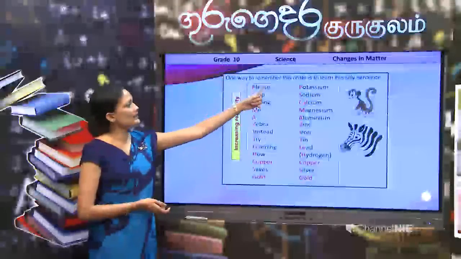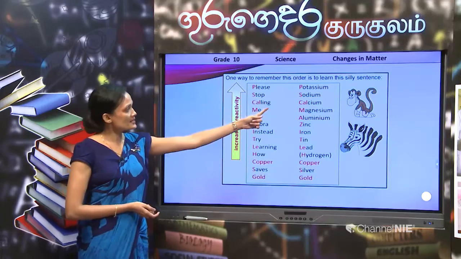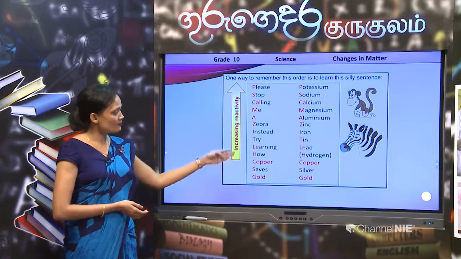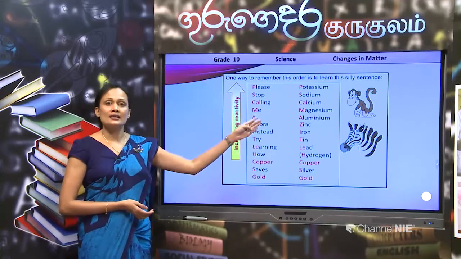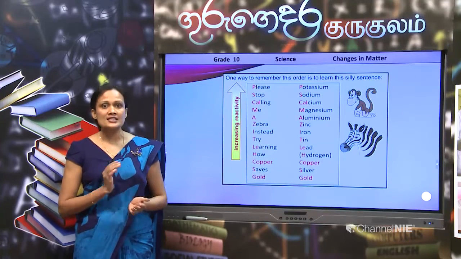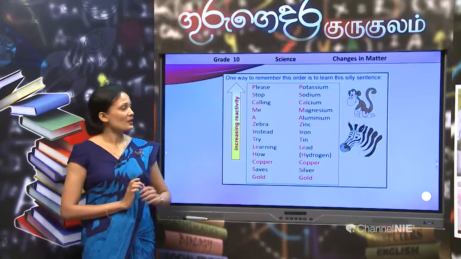Please, P represents potassium. Stop, S represents sodium. Likewise, the first letter of those words represents the metals in the activity series. That's why it is easy for you to memorize the activity series. Okay.